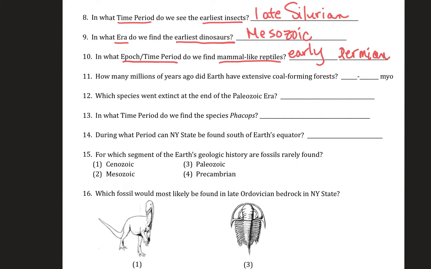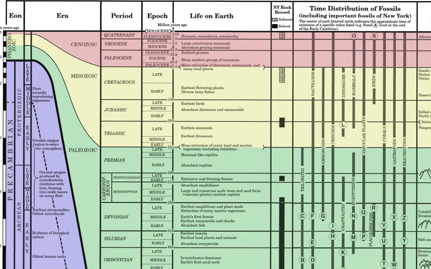All right, question number 11. How many millions of years ago did Earth have extensive coal-forming forests? So this is asking me for millions of years ago, so I'm going to be putting numbers here. So extensive coal-forming forests. Let's take a look. So once again, I'm looking at life on Earth, and I'm looking for extensive coal-forming forests. So these would be forests that have a lot of swamps in them.